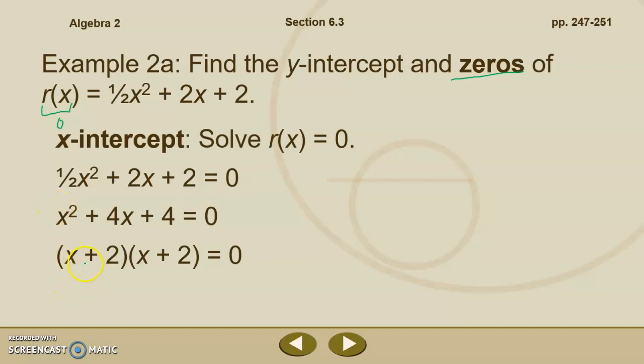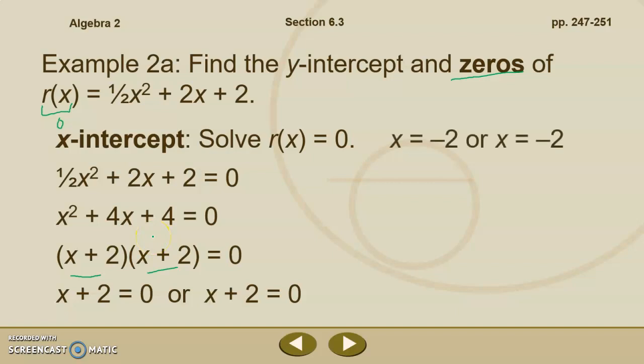Then we use the zero product property to set each of our factors equal to 0. So x plus 2 equals 0, or x plus 2 equals 0. In either case, x equals -2, or x equals -2. So we have one zero, x equals -2 with a multiplicity of 2. It appears twice, here and here.